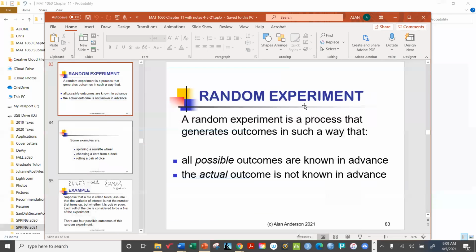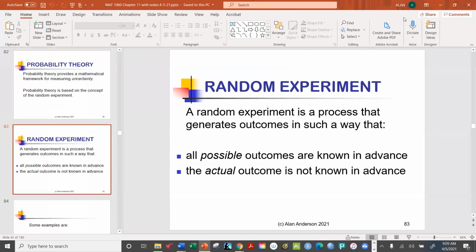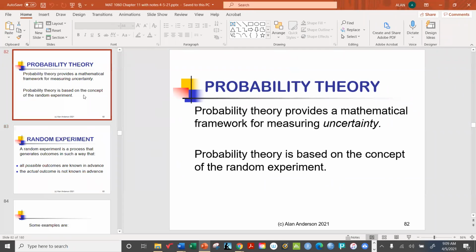Before we do any actual calculations, we're going to start out by providing some background for what we're about to do. Probability theory itself is simply a mathematical framework for measuring uncertainty. That's really what we're trying to do. We're trying to take real world events and associate them with probabilities.